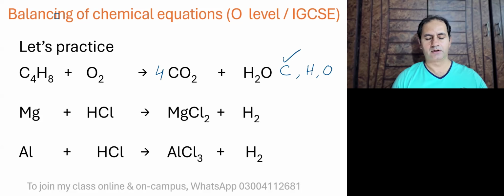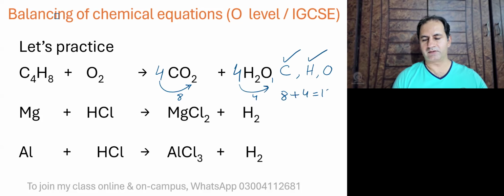And now hydrogen. 8 hydrogen on the left side, while 2 hydrogens on the right side. And I need to put 4 in front of water. So hydrogen is balanced. Now let's see oxygen. Oxygen on the left-hand side 2, and on the right-hand side 4 into 2, 8, because the coefficient is always multiplied by the subscript. And in water, there is 4. 8 plus 4, 12 oxygen on the right-hand side. And on the left-hand side, there is 2 below oxygen. So I need to put 6 there. And oxygen is balanced. And now this whole equation is balanced.